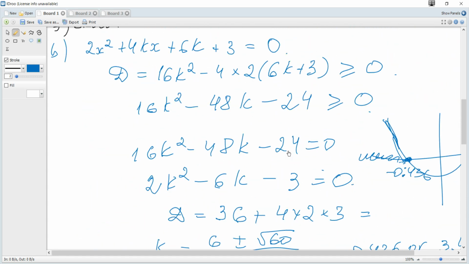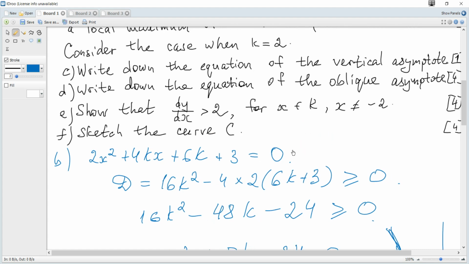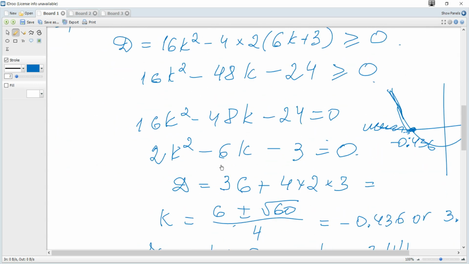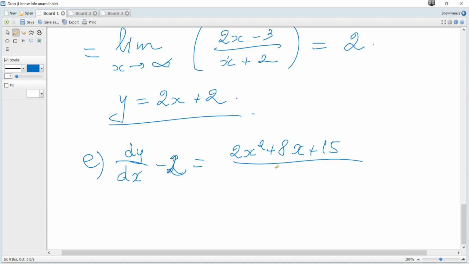The next: show that dy by dx is greater than 2 for all values of x. For such types of questions, it's more useful to consider the left-hand side minus the right-hand side, and then compare with 0. So let's consider dy over dx minus 2, and we need to show that it's greater than 0. We rewrite dy over dx, substituting 2 for k, and it's 2x squared plus 8x plus 15 over x plus 2 squared, minus 2.